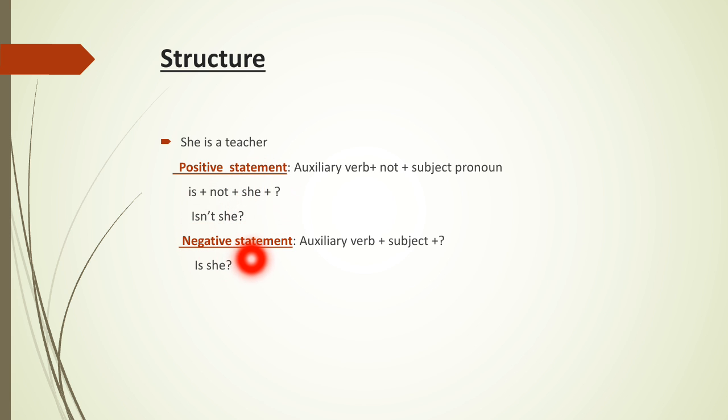If the statement is in negative form, maybe she is not a teacher, then the answer will be is she. So the structure will be auxiliary verb plus subject plus question mark. You don't need to write not here, you just have to write first the auxiliary verb, then the subject pronoun of the given statement, that is here she, and at the end you have to put a question mark.